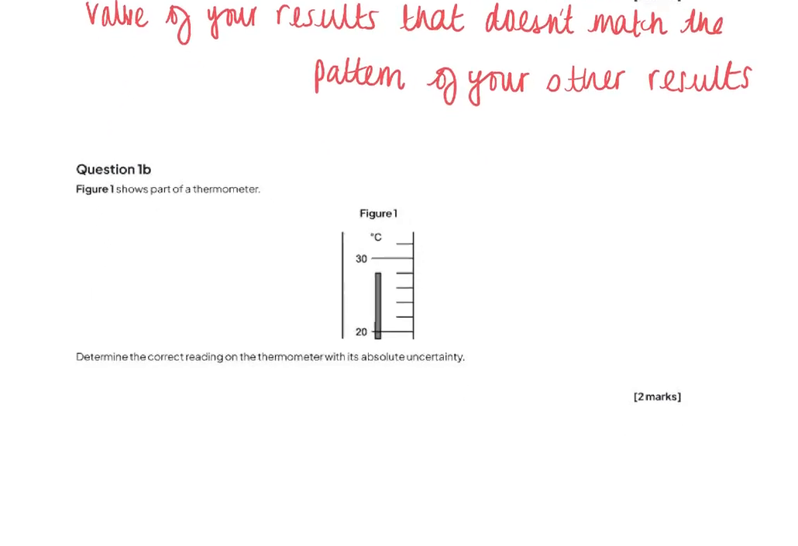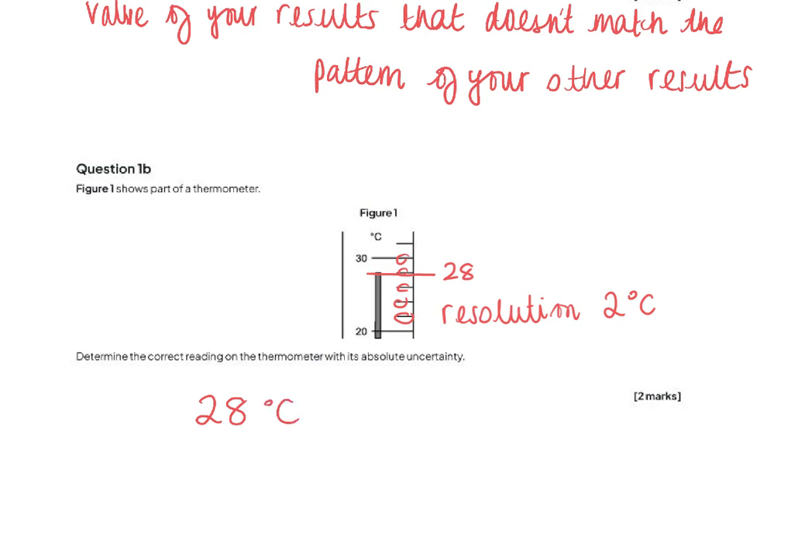Figure 1 shows part of a thermometer. Determine the correct reading on the thermometer with its absolute uncertainty. So if we have a look, it's going up to 28. So we can tell that by the fact there's 1, 2, 3, 4, 5 separate lines between 20 and 30, and that means each one, I'll write it as our resolution actually. Our resolution of our thermometer is 2 degrees C. So each one of those is 2 degrees C. So we've got 28 degrees C would be our reading.